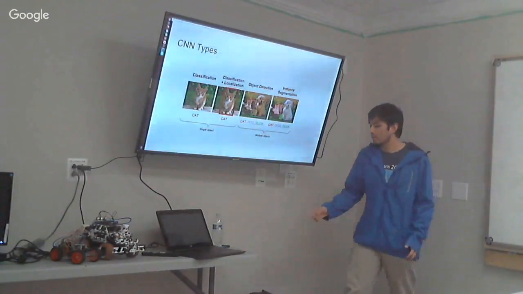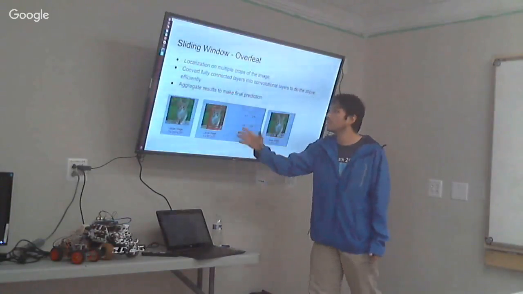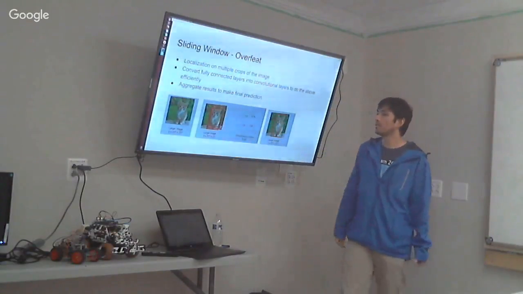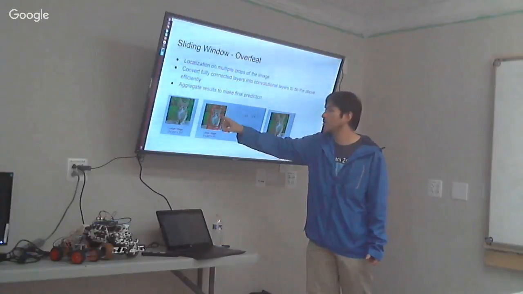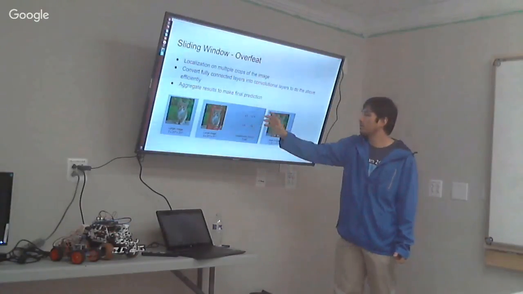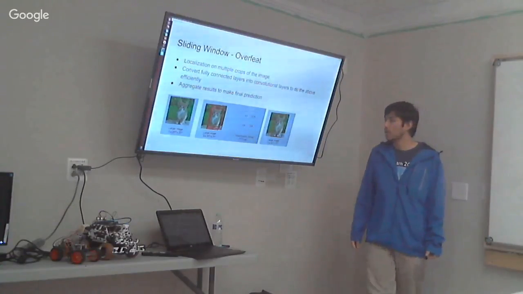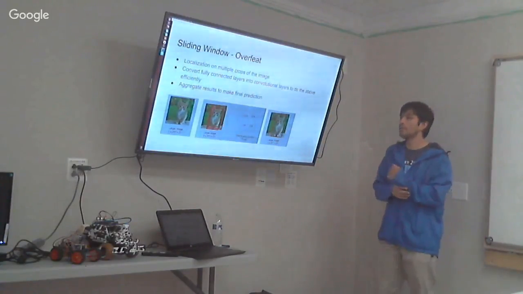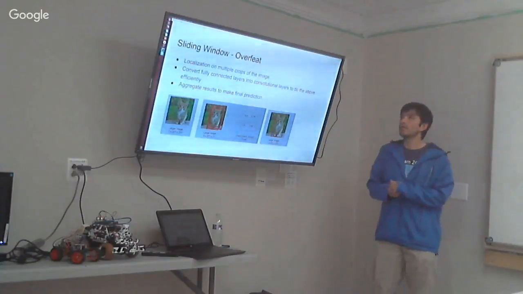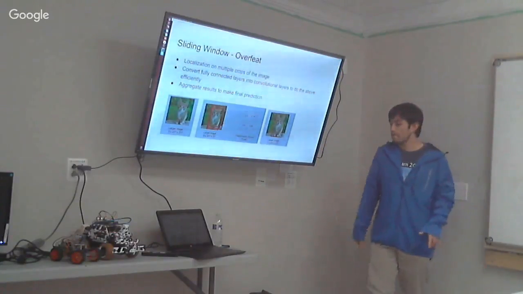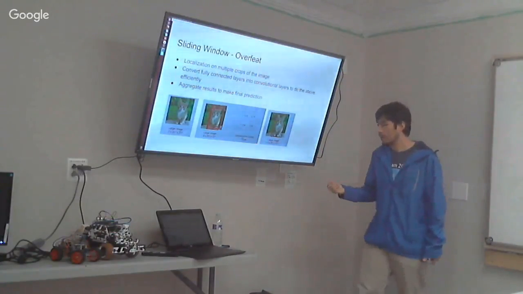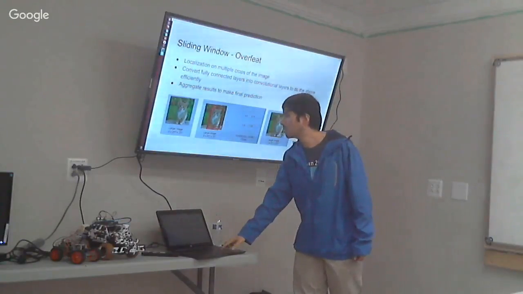So that's localization. If you wanted to do more, you could combine them together. You could do localization on each subset of it, and then combine them all together into a bigger one. That's the overfeed algorithm, and that was one of the winners. Okay, so let's move on.